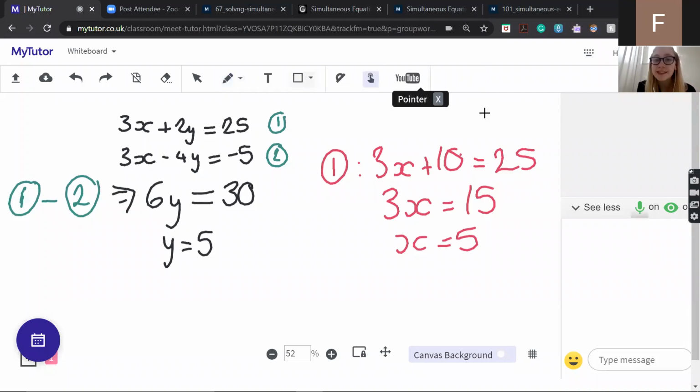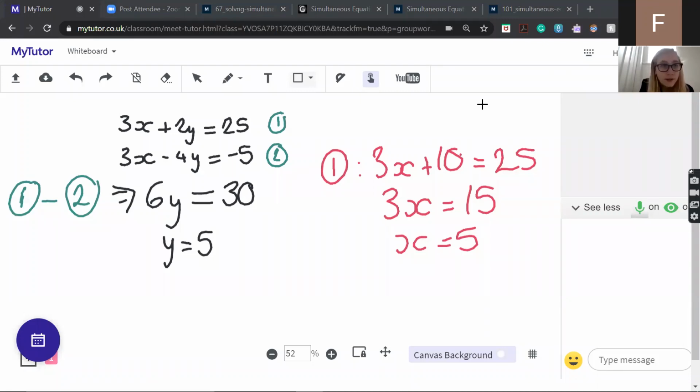And we can test this. They're both 5, right? So 3 times 5 plus 2 times 5, that's 15 plus 10. Yeah, that's 25. 3 times 5, that's 15, minus 4 times 5, so minus 20. Yeah, that's minus 5. So these are the two values for which both of these equations are true. Yeah, loads of people got it right. Awesome. Now, as promised, we'll have a look at one that's on a graph.